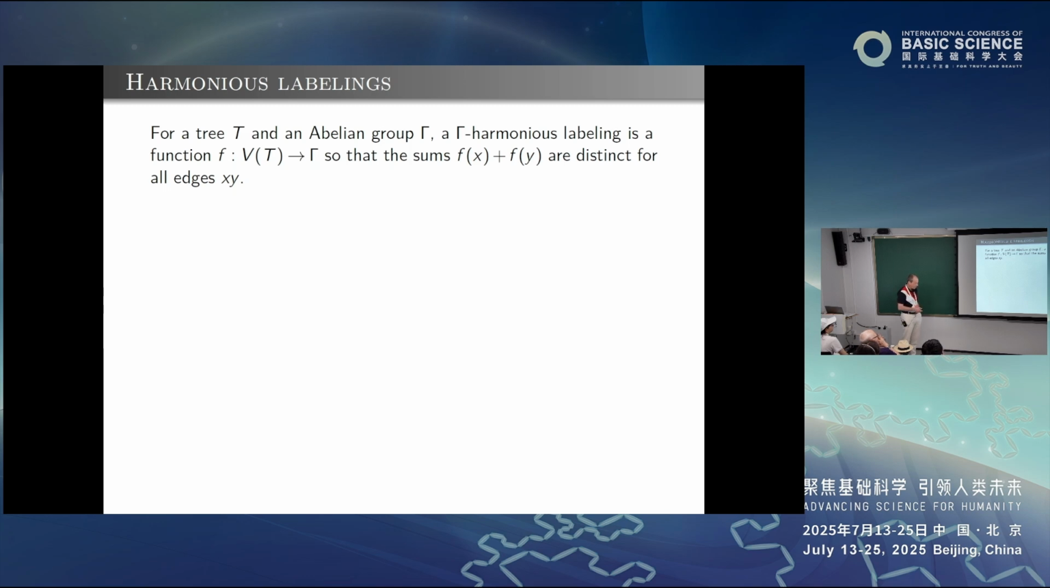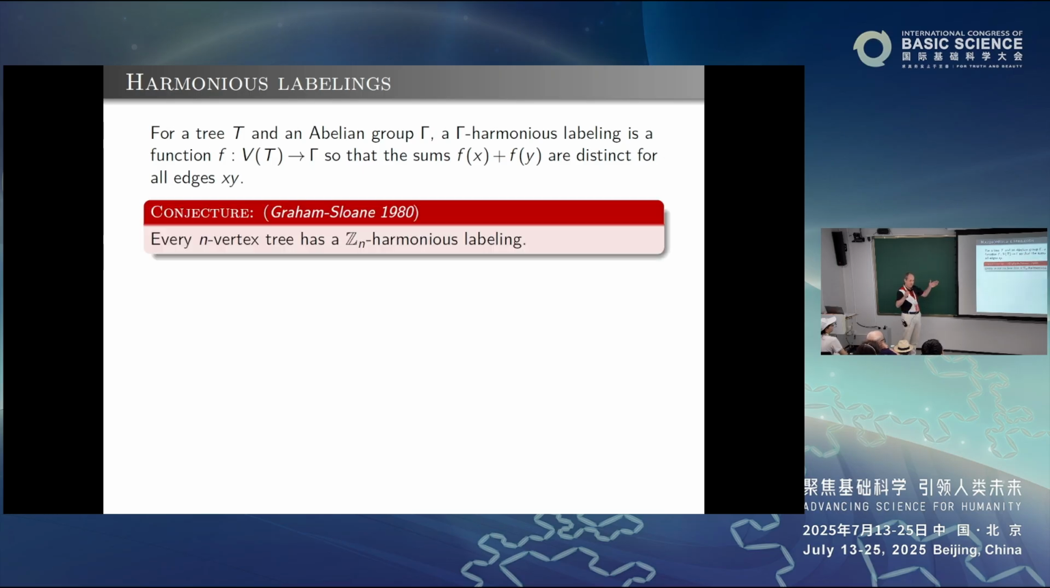Okay? So this was the notion which was introduced. Is it clear? So you have a tree, a group, assign the labels, the sums along the edges should be distinct. And there is a beautiful conjecture of Graham and Sloane, saying that for every tree on n vertices and the group Zn, there is always a harmonious labeling, right? So basically you can use as few elements as you need. You want to give labels to n vertices, so good to have at least n elements. So you have the group Zn, and you can do it for every tree.